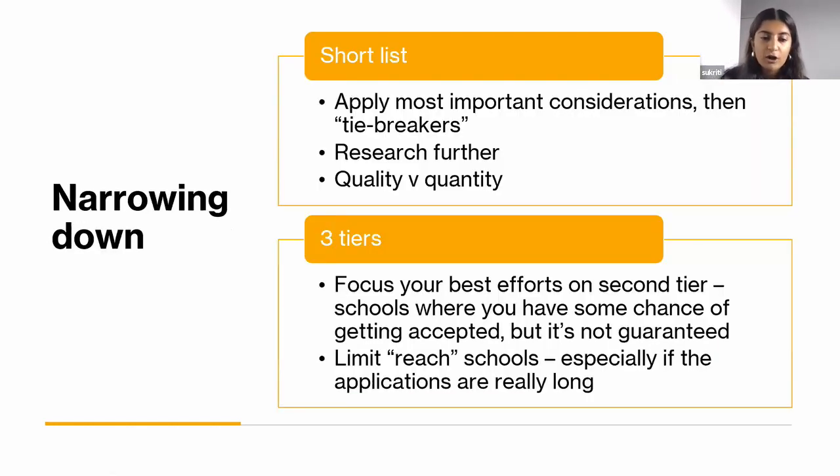So now we have a long list, we've thought about our considerations, and we have to narrow down which ones we're actually going to apply to. I would say to shortlist first: apply your most important considerations first, and then your tiebreaker considerations, and you can decide how important those are.